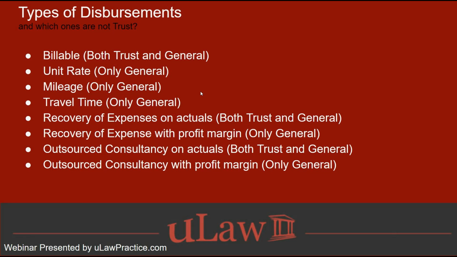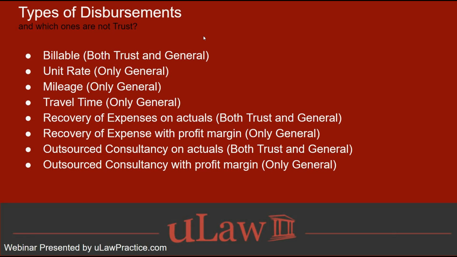And some examples, if you will, of the types of disbursements that are best suited to be paid out of trust and best suited to be paid out of general. If they're based on actuals, then we highly recommend, of course, trust, because what you paid is what you're recovering. You paid $100 for an application fee, you're getting the $100 back, then that's perfect.